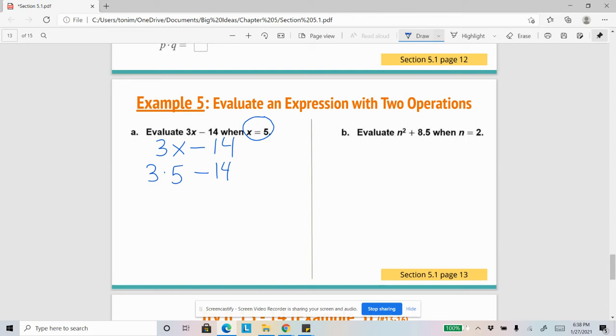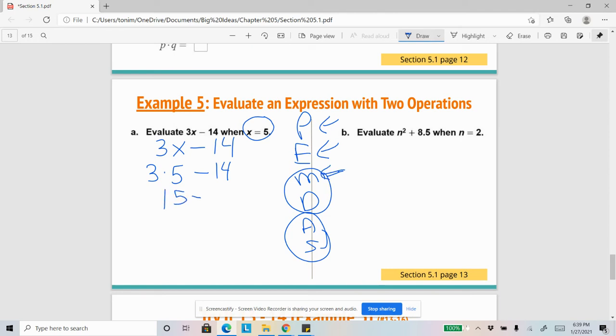Now we're going to follow the order of operations, doing the V formation. So we need to remember PEMDAS, or please excuse my dear Aunt Sally: parentheses first, then exponents, then multiplication or division, whichever comes first, left to right, and then adding and subtracting, whichever comes first, left to right. So we have multiplication and subtraction. It looks like multiplication will be first. So we're going to do 3 times 5, 15, minus 14. You always rewrite whatever's left.